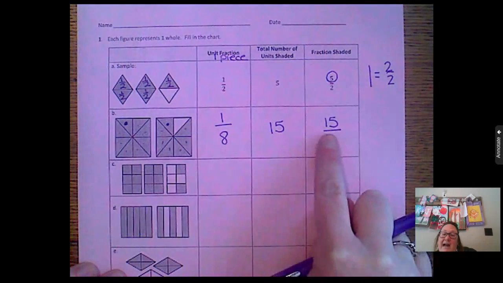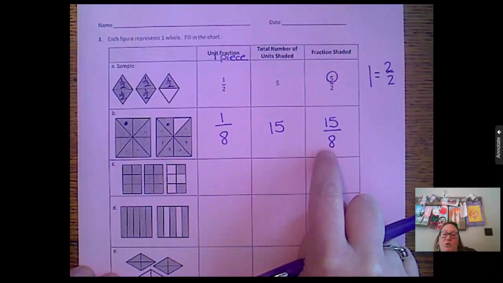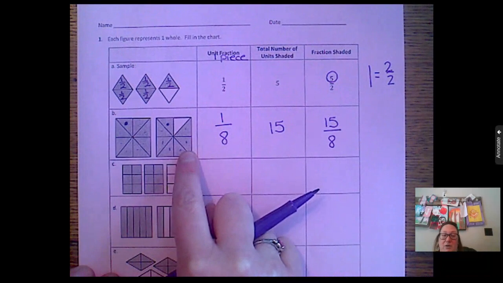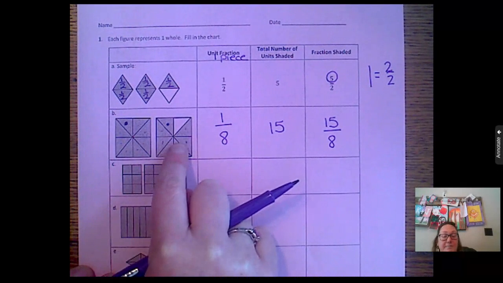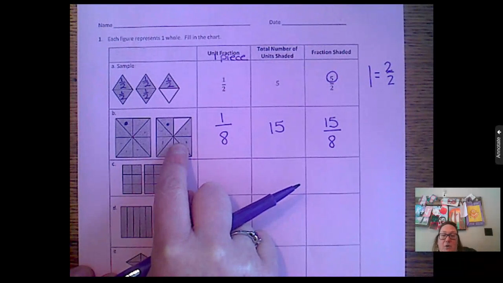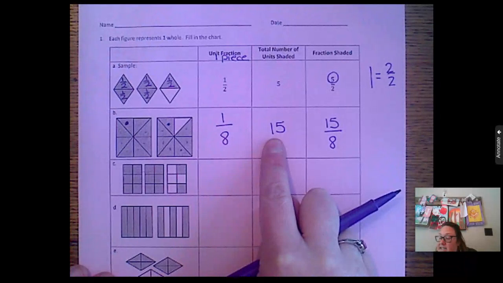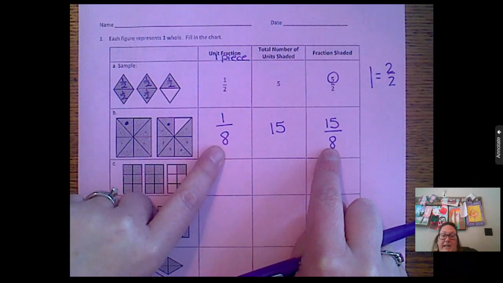And having this fraction where the numerator is bigger or greater than the denominator shows me that this is a fraction that has more than one whole. This one is filled, and then we have this one over here that has some more in it. So it's a fraction greater than a whole. The other way that you can think about this is that there's 15 pieces that are shaded. So that's my numerator, and then my denominator I'm going to get from right here.